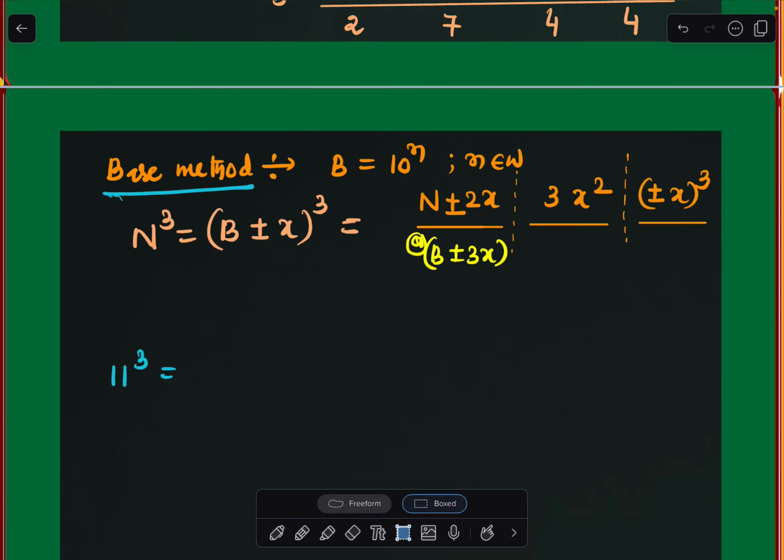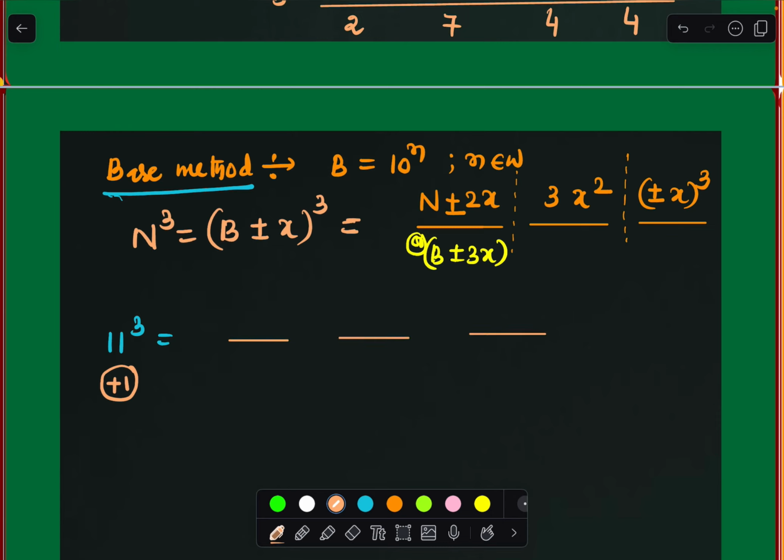With the help of an example, I'll explain it very clearly so you can get the clarity on this part. Now I'm taking 11 cube. Your number is 1 more than your standard base value. We have to write 3 places in the base method, so we fill 3 places. Here the base is 10. The rightmost part is 1 cube, which is 1.